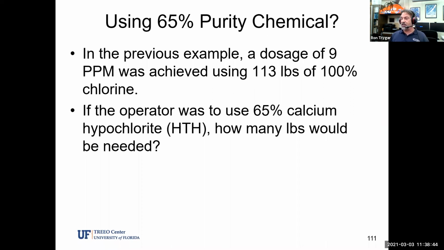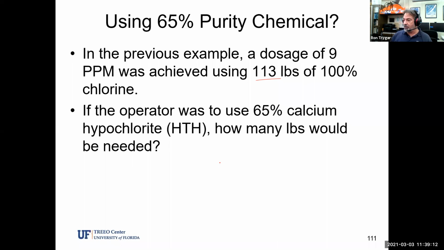So let's just say that the operator came up with 113 pounds of chlorine that were needed to get a dosage of 9 parts per million. I know it says a previous example. I think that slide's a little bit out of order, but that's okay. We'll continue working with it. So we had 9 parts per million using 100% to get 113 pounds of chlorine. If the operator was to use 65% HTH, how many pounds would be needed?